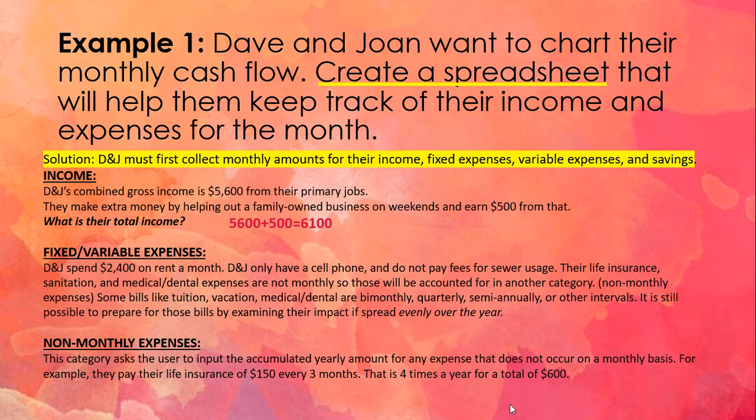So for example, they pay life insurance $150 every 3 months. So that's going to be January, February, March, April, May, June, July, August, September, October, November, December. That's 4 times a year. 150 times 4 is $600. So they're paying $600 a year for their life insurance, which probably isn't too bad. I don't know. I haven't looked into life insurance myself.